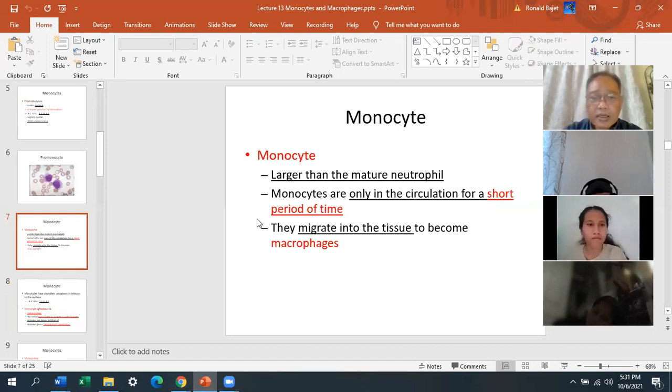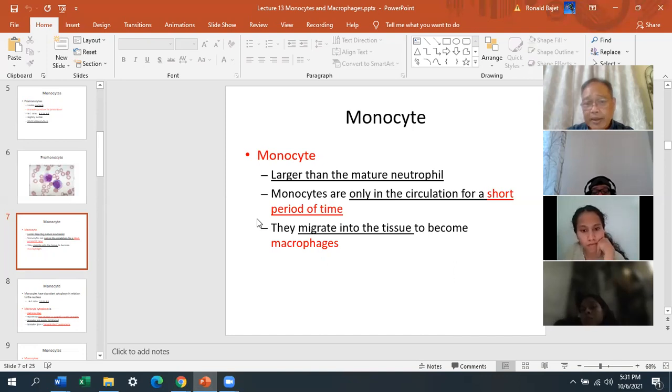Finally, the monocyte, which is the mature stage, larger than a mature neutrophil. These are bigger than a regular neutrophil. And the monocytes are only in the circulation for a short period of time. And we already went through the developmental stage. We went from monoblast to promonocyte to monocyte. And in the peripheral blood, the normal value for monocytes is 0 to 10.